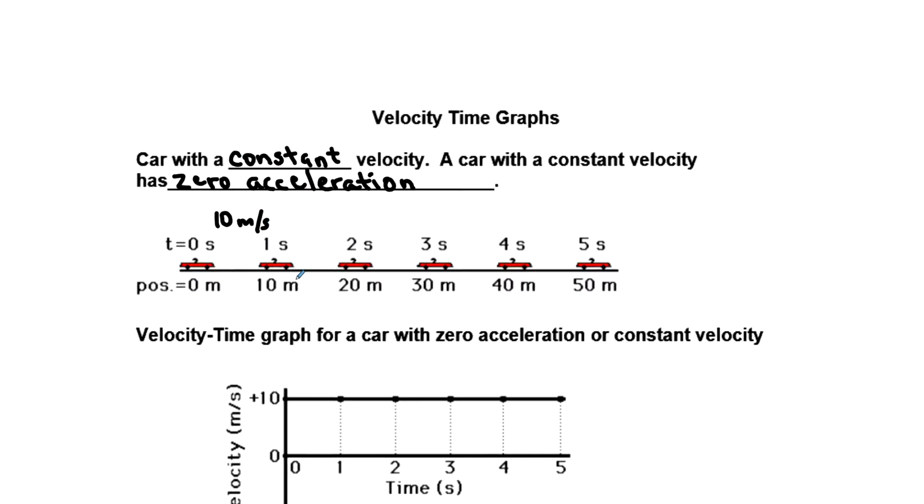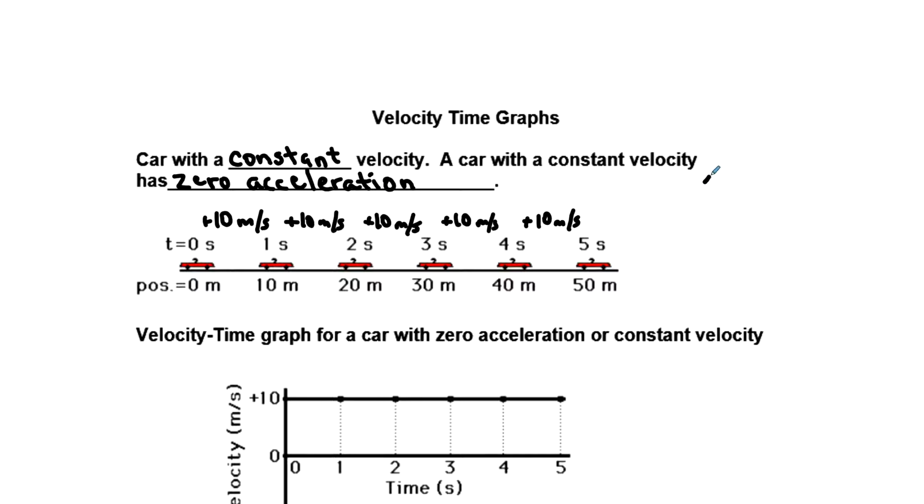In the second second, it again covers 10 meters, from 10 to 20 in 1 second. So again, it's staying at that 10 meters per second, and it continues to do that. Another 10 meters in the next second, and so forth. So each second, it's remaining at that 10 meters per second, and we're going to assume that's a positive velocity because it's traveling in the positive direction. It's going to the right. Okay, so it's staying at 10 meters per second the entire time.